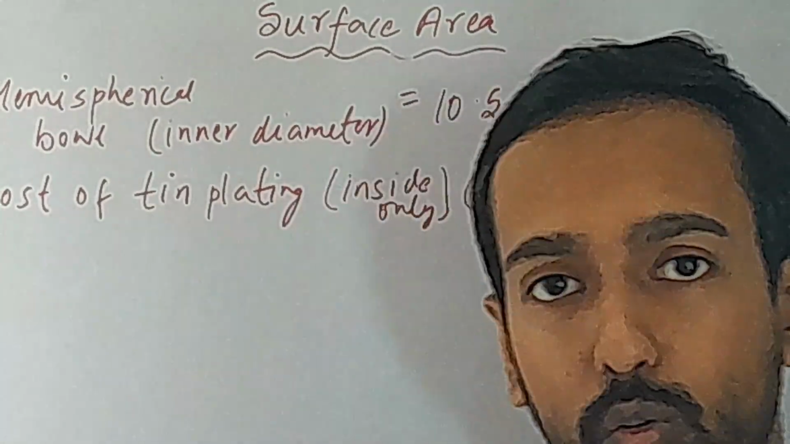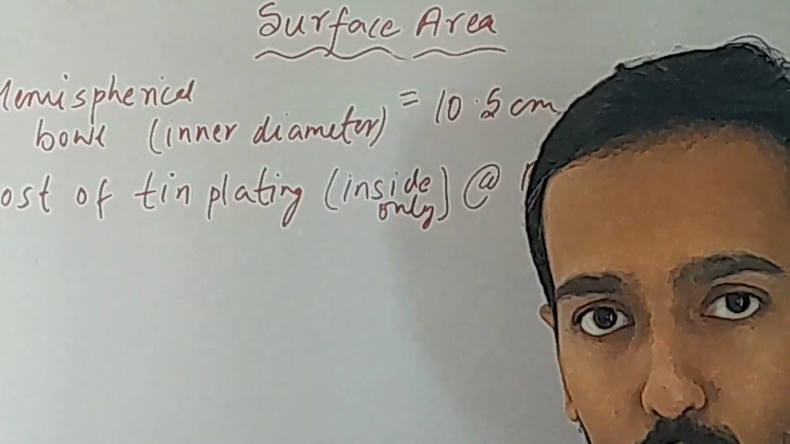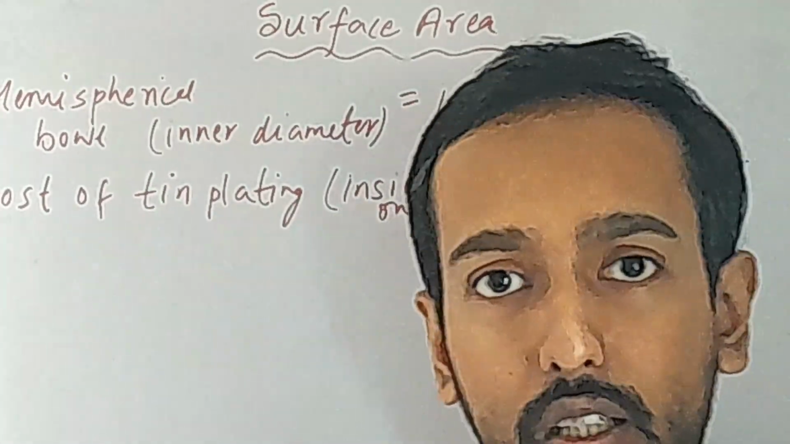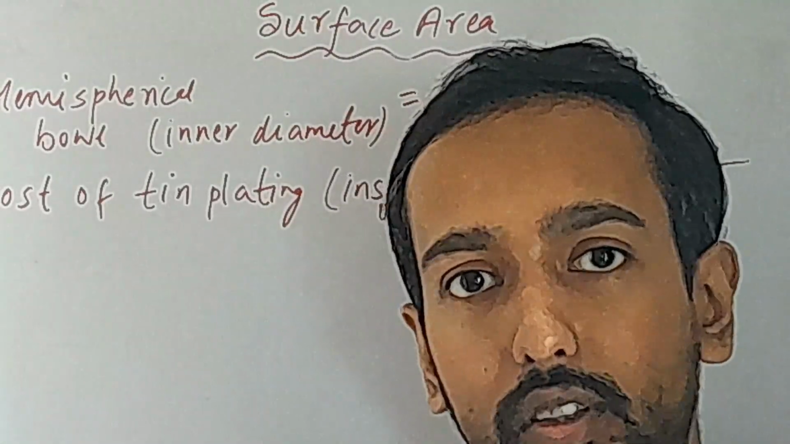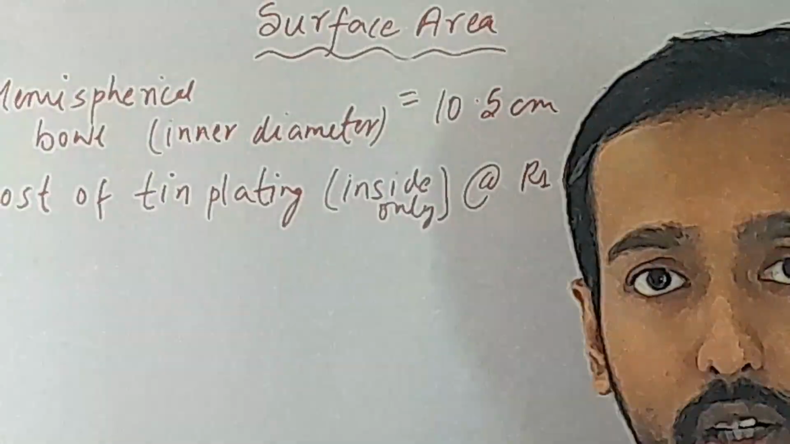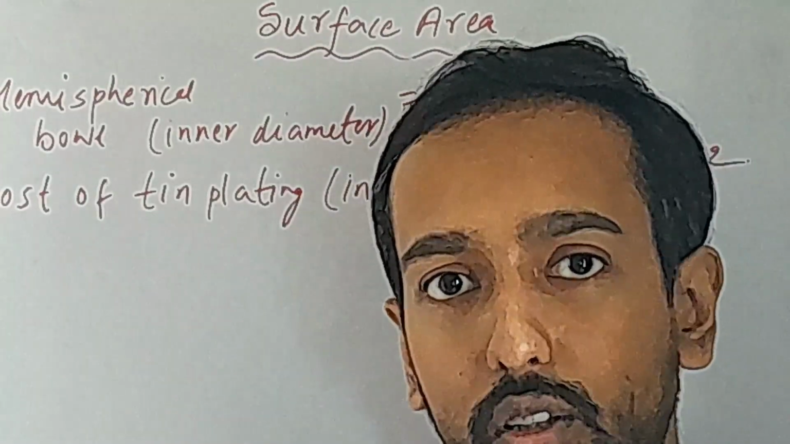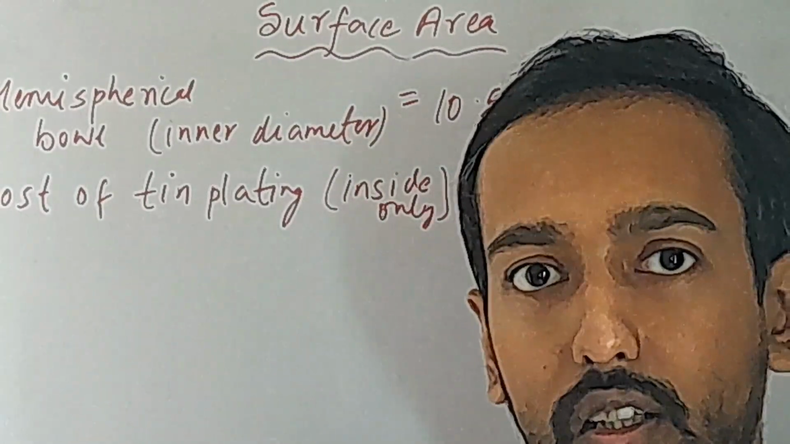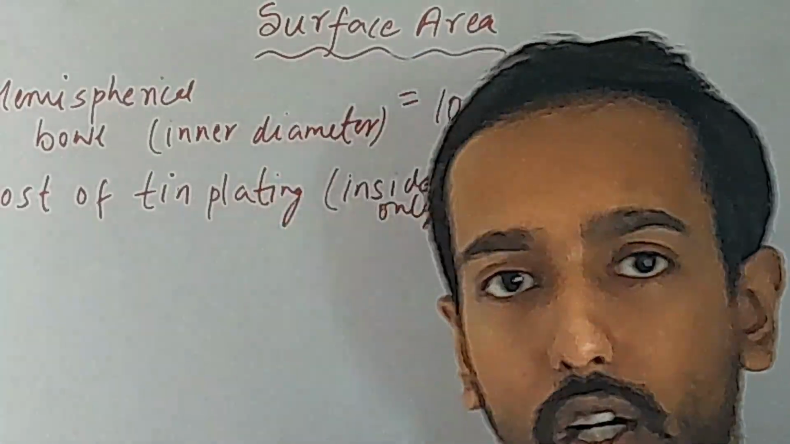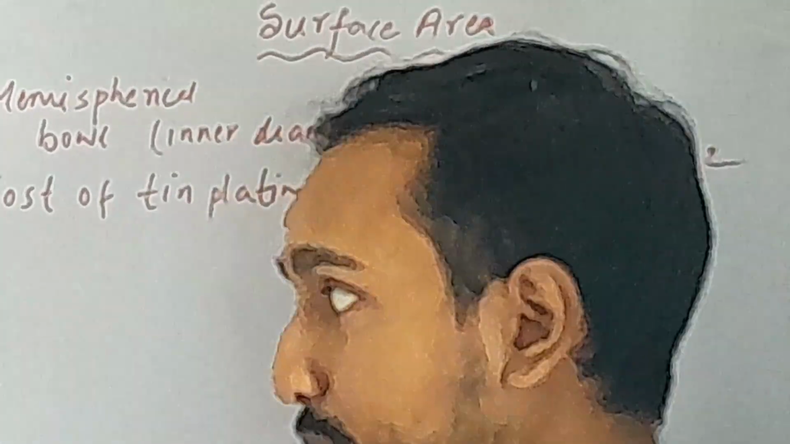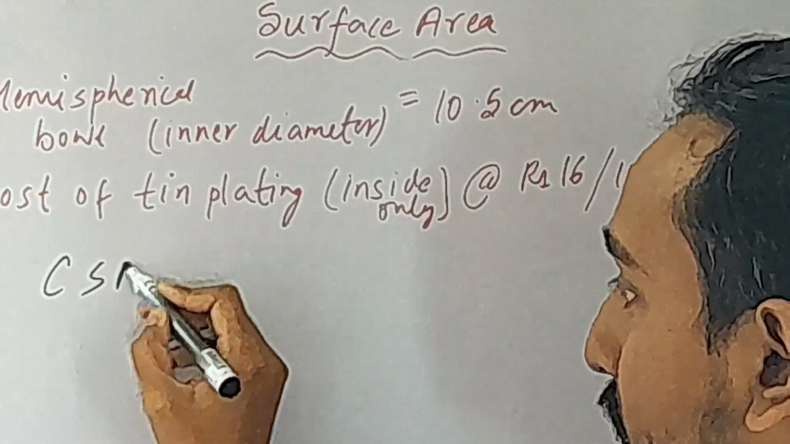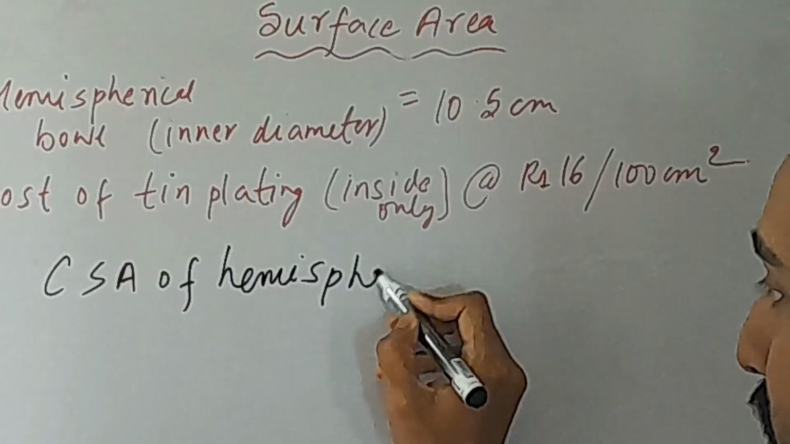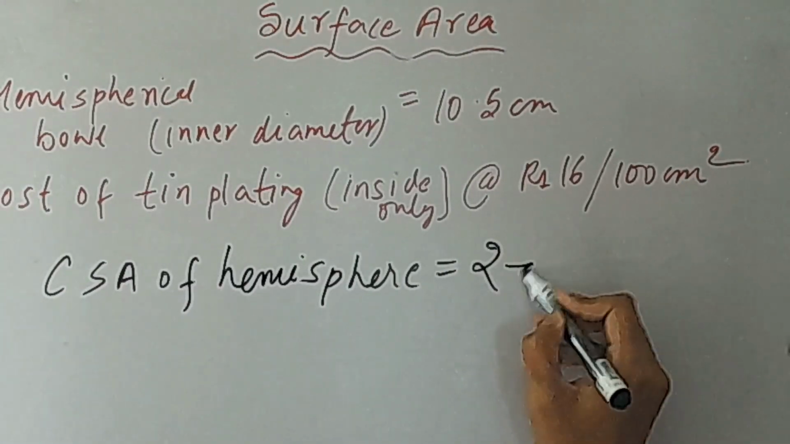So in order to find the total area of tin used to plate the entire inner surface of this hemispherical bowl, that area will be called the curved surface area of the hemispherical bowl. It will not be the total surface area because we will not cover the top of the hemisphere with the tin. We will only cover the inside of this hemisphere. So you use the formula for the curved surface area of a hemisphere, which is given by 2 pi r square.